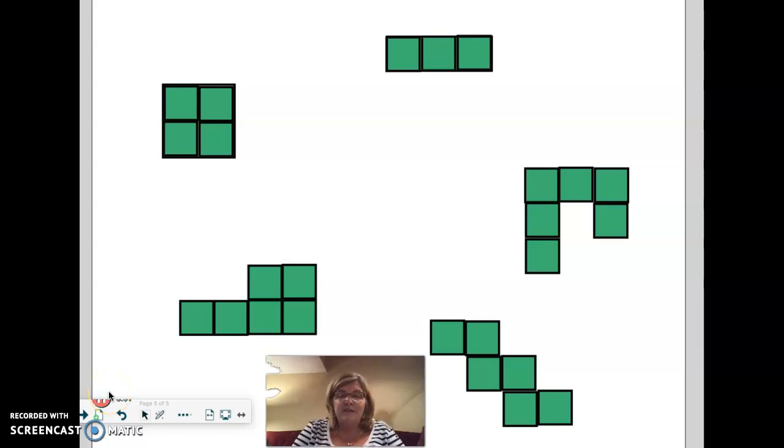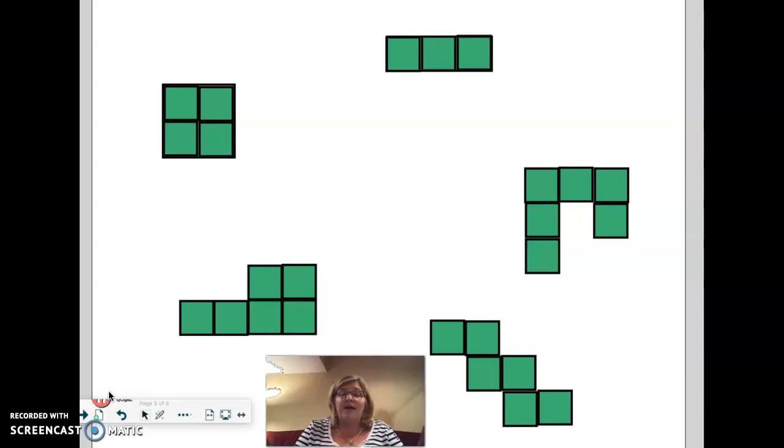Hi friends, today for math we're going to be talking about area. Area means the space that an object takes up. And we're going to be using square inch tiles, just like what we have for our manipulatives in math at school, to figure out how much area different shapes take in square inches. That's because our tiles are exactly 1 inch by 1 inch.